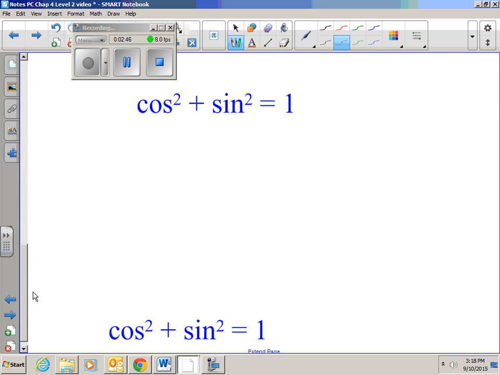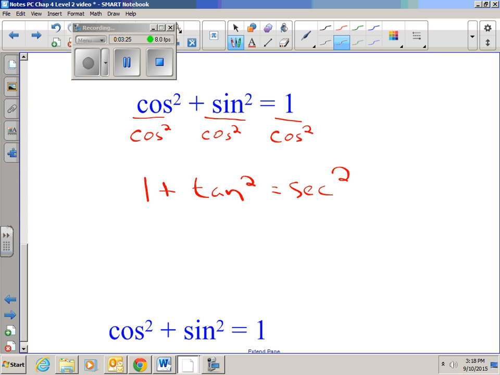We're going to use this, cosine squared plus sine squared is equal to 1, and we are going to quickly take this equation and divide each of these terms by cosine squared. When I do that, you will notice that cosine squared divided by cosine squared is 1. Sine squared divided by cosine squared we know is tan squared. And 1 over cosine squared is the reciprocal of cosine squared, which we just found out is secant squared. Now we have our second important Pythagorean identity: 1 plus tan squared is equal to secant squared.